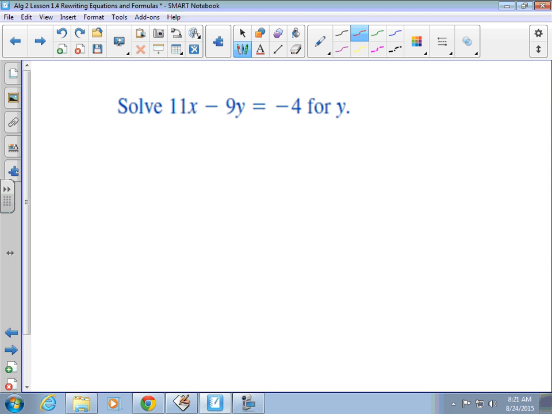In the white space in the margin or on the back, there's plenty of white space. Work on this problem by yourself. 11x, this one's not on the sheet. 11x minus 9y equals negative 4. Solve it for y. I'll give you about a minute.